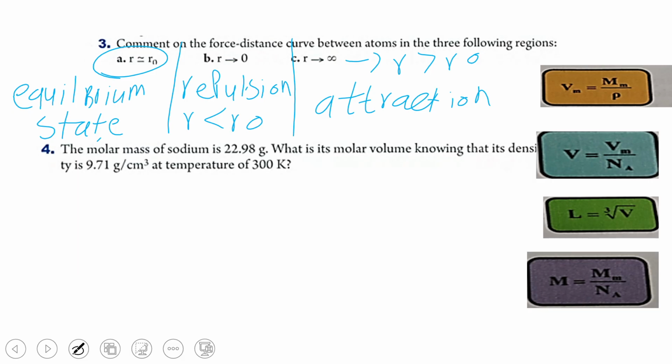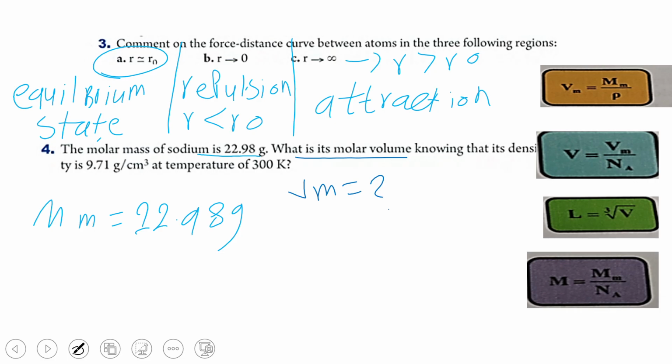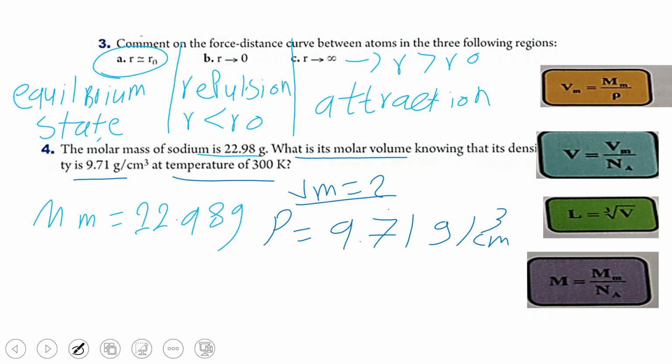Last example: the molar mass of sodium. Guys, in this calculation, we know the molar mass, capital M, is equal to 22.98 grams per mole. What is the molar volume? Find Vm, knowing that the density equals 9.71 grams per centimeter cube. We don't know the temperature, it's not important. So find Vm.